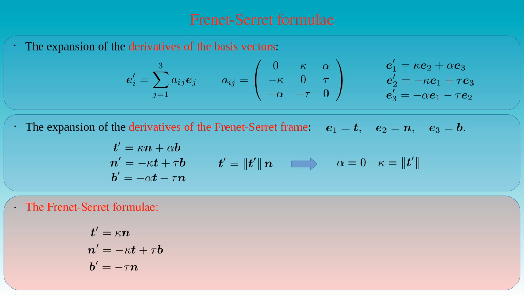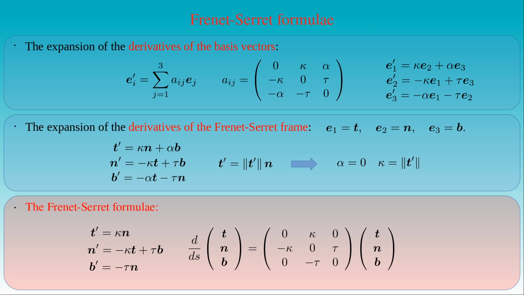n. We can also give the matrix form of the Frenet-Serret formula, where the left-hand side is the derivative of the column vector constructed from the vectors t, n and b, and the right-hand side is the multiplication of the antisymmetric matrix containing the two non-vanishing elements kappa and tau, with the column vector constructed from the frame vectors. Here the function kappa is defined as the length of the derivative of the tangent t and identified as the curvature of the curve at the parameter s.